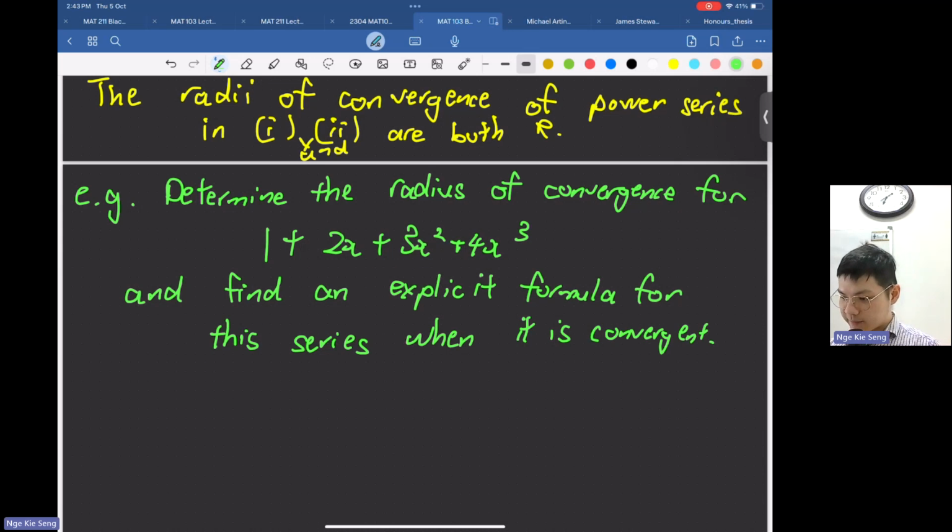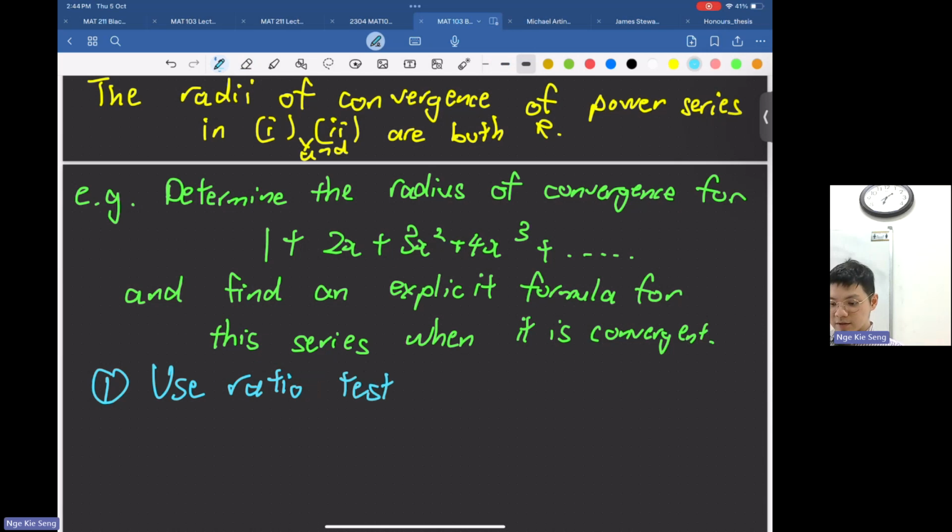What's the first thing you will do if you want to find the radius of convergence? Use the ratio test. You use the ratio test, a(n+1) over a(n) less than 1, and then you find what x has to satisfy. So that's the first thing you will try, but you can try it yourself.